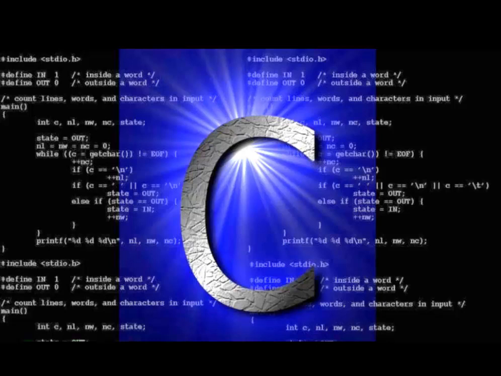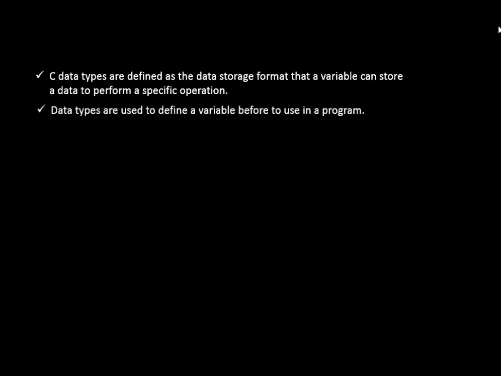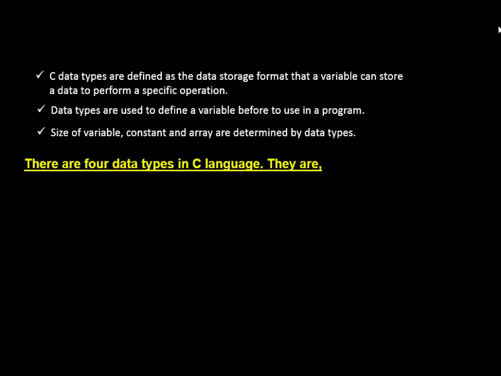Before starting C programming, we learn about its data types in C language. So let's understand the data types in C programming. C data types are defined as the data storage format that a variable can store to perform a specific operation. Data types are used to define a variable before using it in a program. The size of a variable, constant, and array is determined by data types.